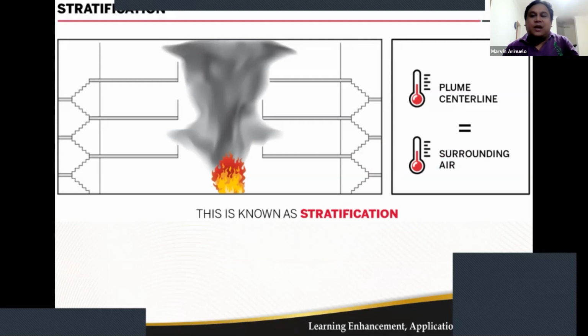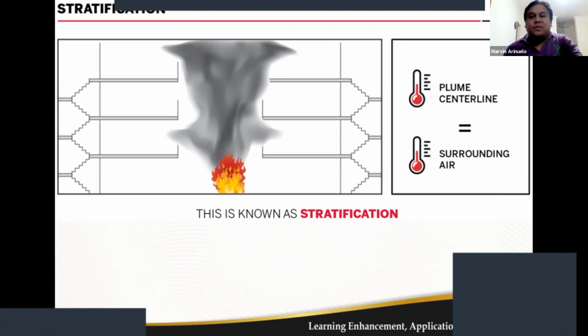When the temperature at the plume center line reaches the temperature of the surrounding air, the gas and smoke stop rising. This is known as stratification. If you see the equation on the right side, plume center line temperature is equal to the surrounding air.